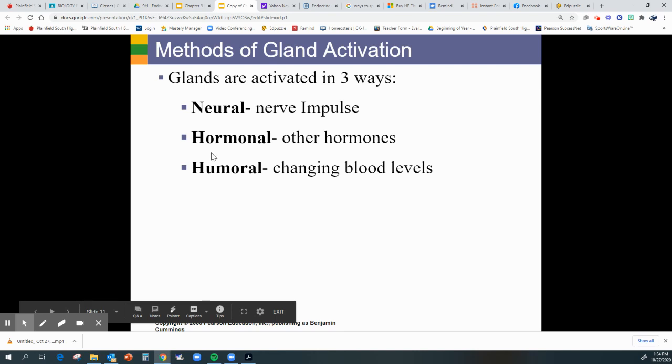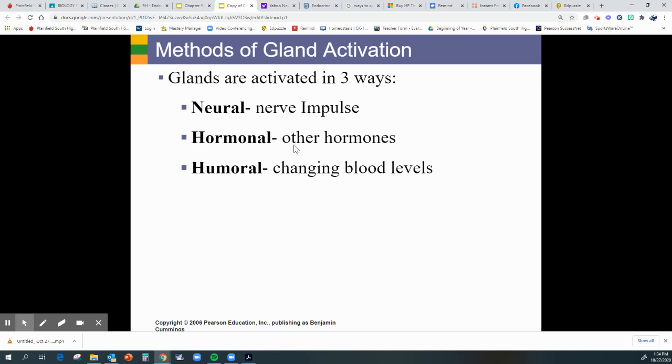All right. There are three basic ways of gland activation. Okay, this is pretty important, so I would make sure you kind of jot this one down. This a lot of times will show up as either a short answer question or specific questions on the assessment itself. So there is neural, which is nerve impulses, so they're activated by a nerve impulse.